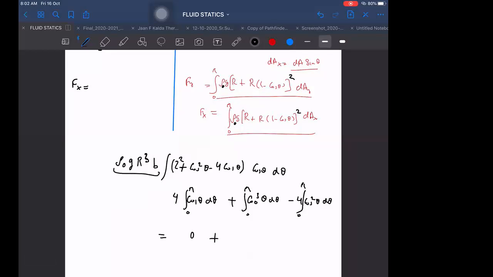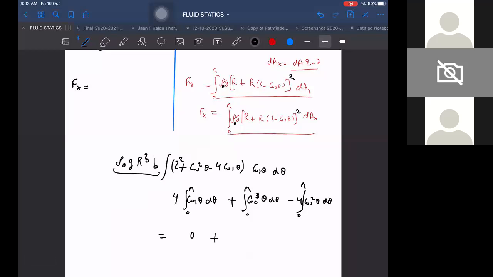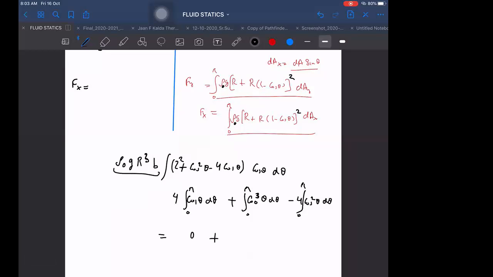Cos cube theta will be, I can write, one minus sin square theta into d sin theta, because d sin theta is cos theta into d theta.